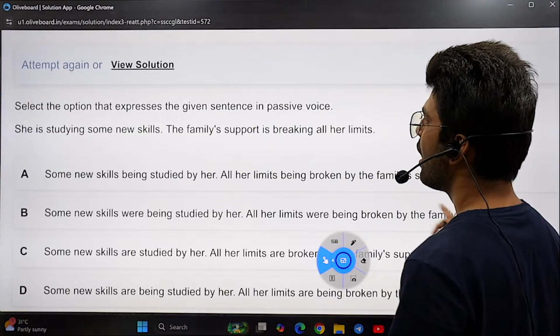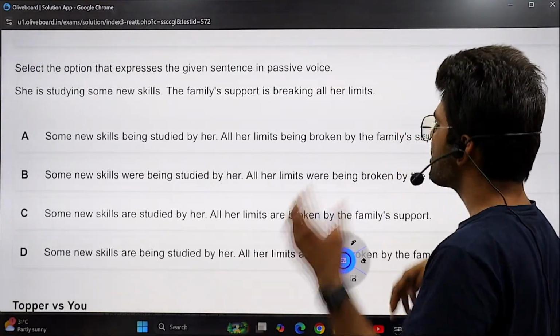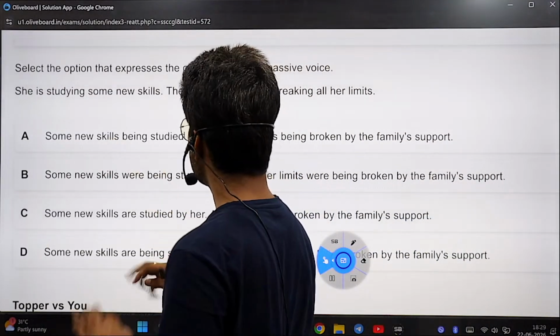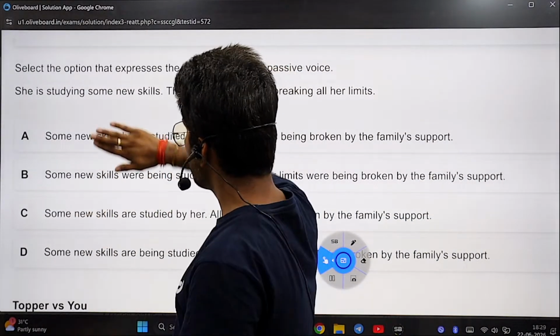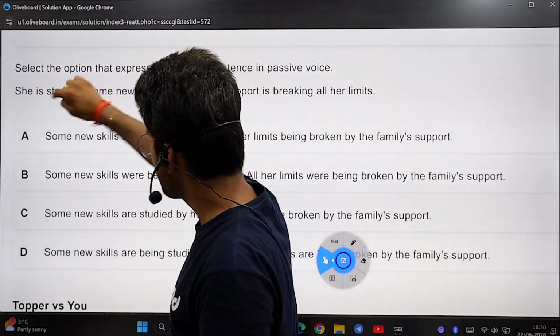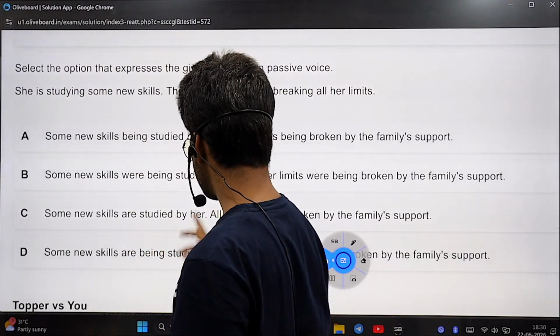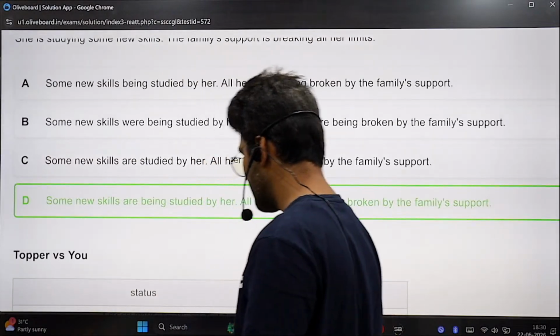Last and the least. She is studying some new skills. Okay, present continuous tense. Some new skills being, what about a finite verb here? Drop it. Verb, but that was present. Are studied, fine, but what about this ing? Are ing studied, passive.